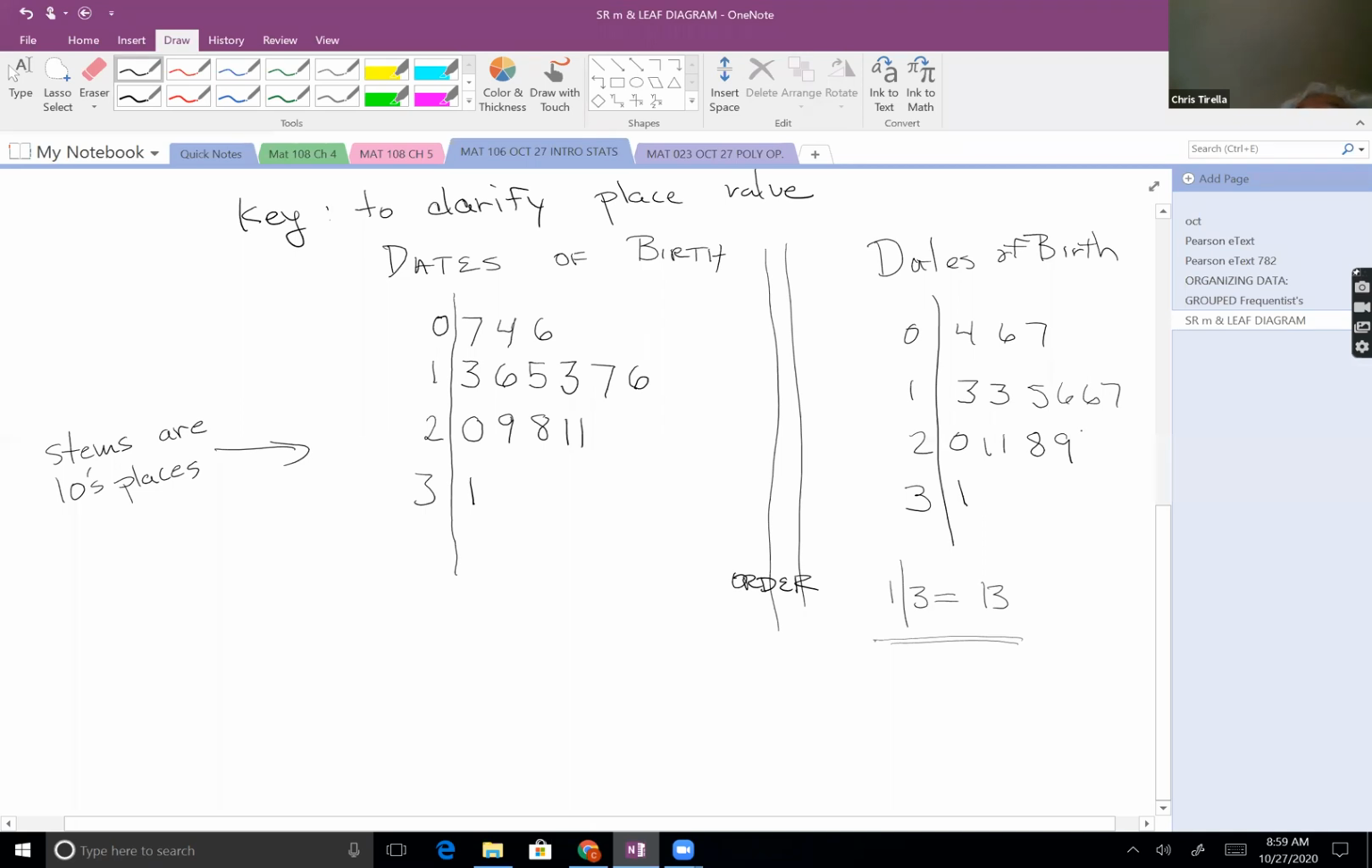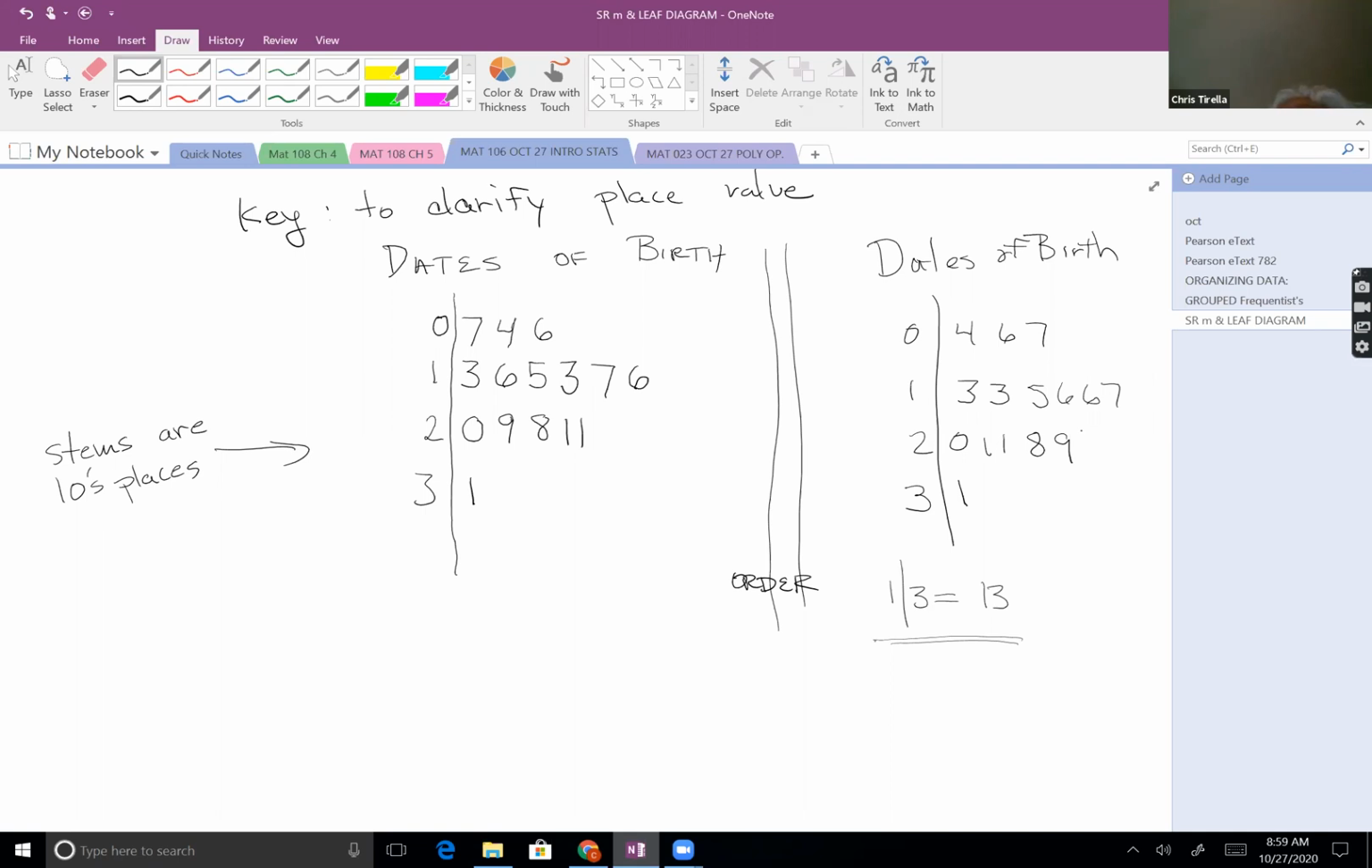It wasn't hard to make, was it? It gives us the same type of information as that group frequency distribution. We can see that there were 3 single digits, 6 between 10 and 19, 5 between 20 and 29, and 1 in the 30s.